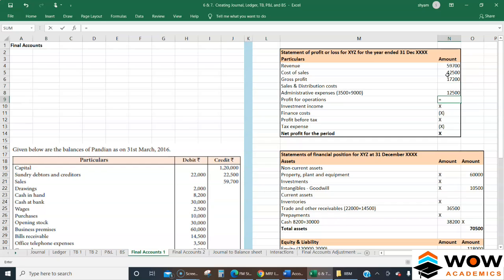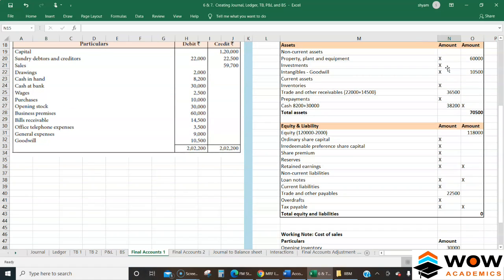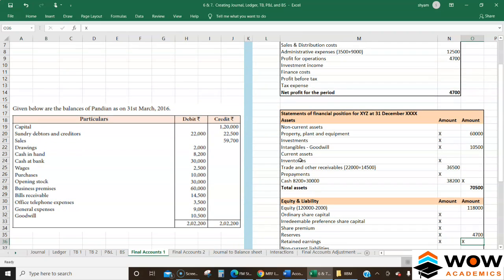We don't have any selling and distribution expense. We have administrative expense, so that we have deducted. We don't have any other expense as well as tax. So we can directly have our profit from operations as the net profit for the year. The net profit for the year, 4,700, would be added to the retained earnings or the reserve of that year. So we could put 4,700 here, and we can close the balance sheet now.